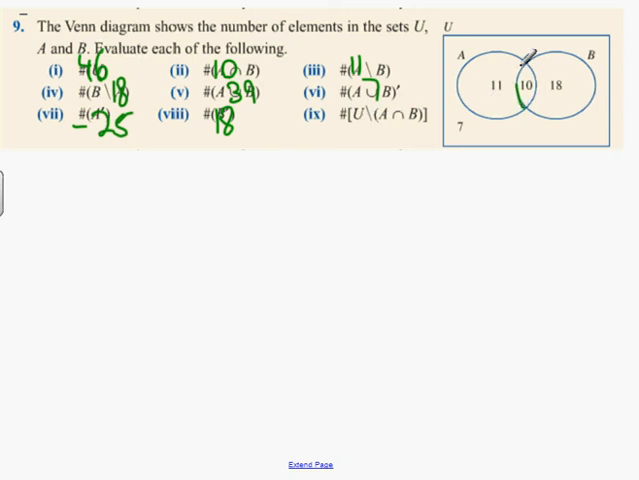Finally, how many objects are in U but not in A intersection B? We get rid of A intersection B, and what's left over? 11, 18 plus 7, which is your 36.